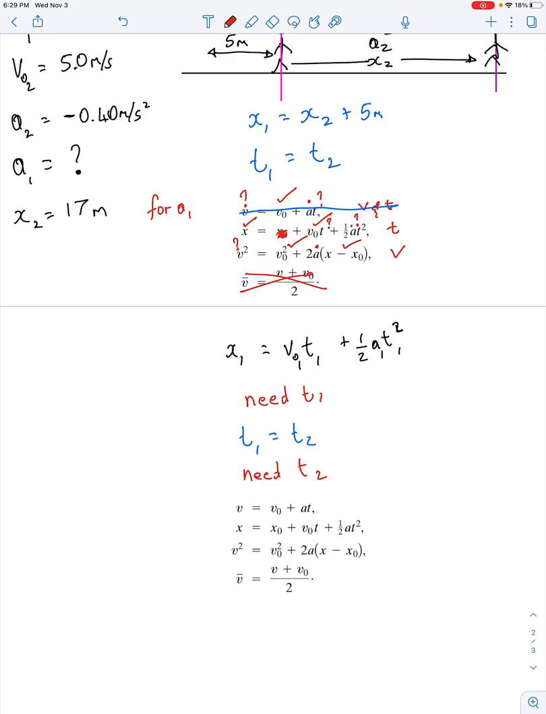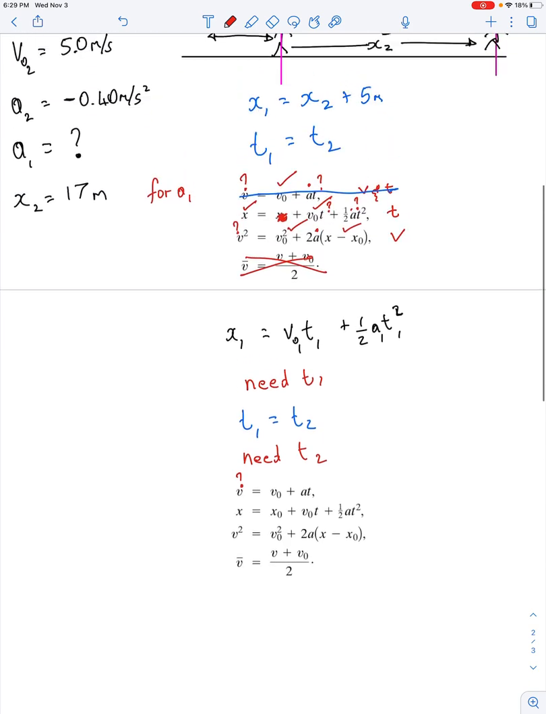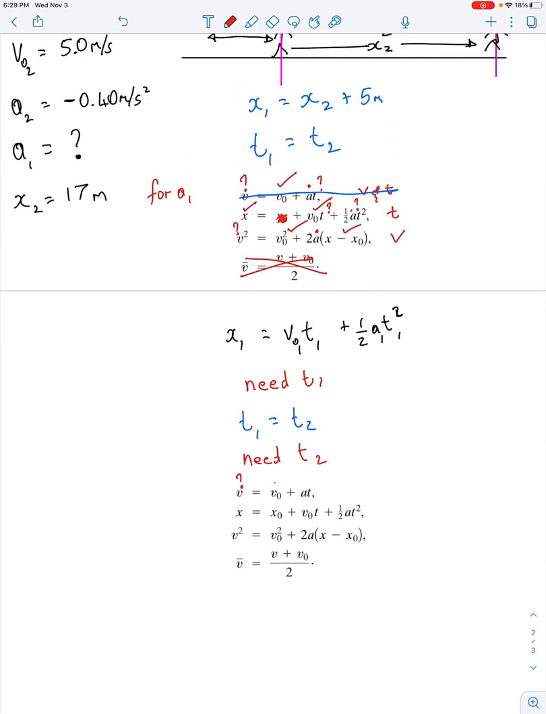So we go again. We check again. Do I know V2? No. Do I know V0? Yes. Okay. Do I know V02? Yes. Do I know A2? Yes. And I'm looking for T2. So I need V2 here. Okay, cool. We're looking for T. This one we can't use, because they don't have T in it.